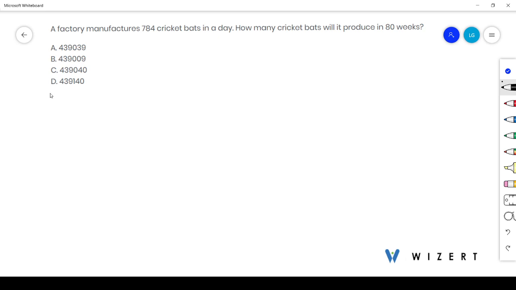Our question is, a factory manufactures 784 cricket bats in a day. How many cricket bats will it produce in 80 weeks?